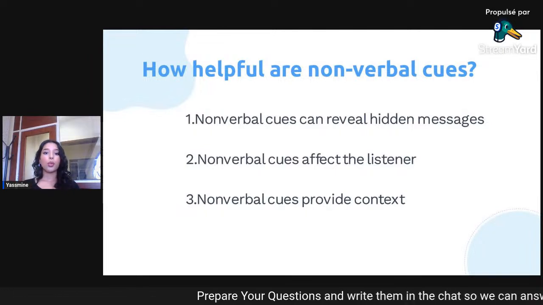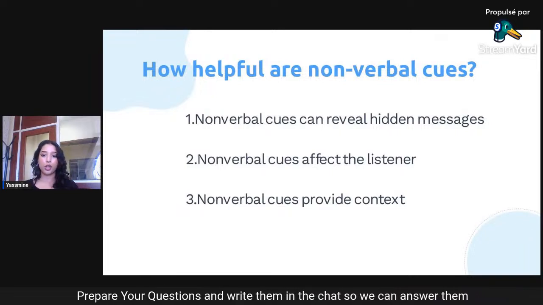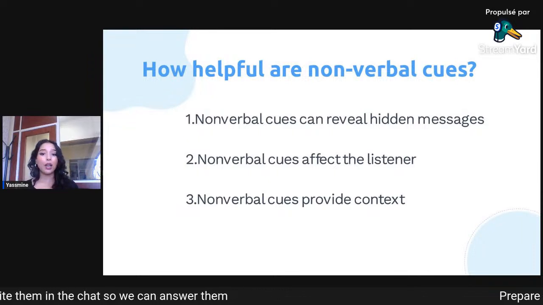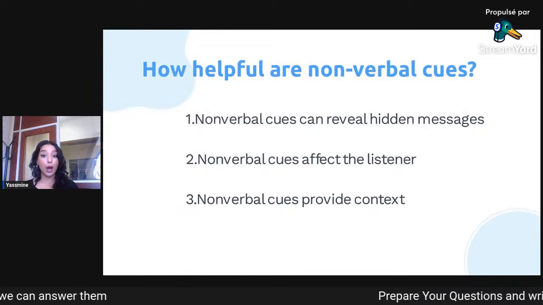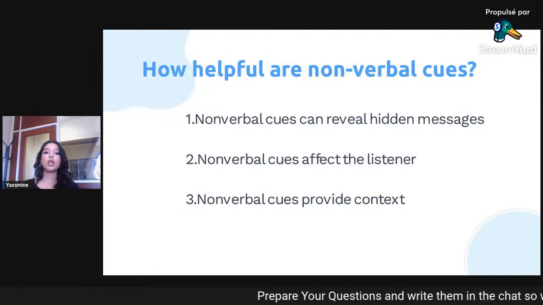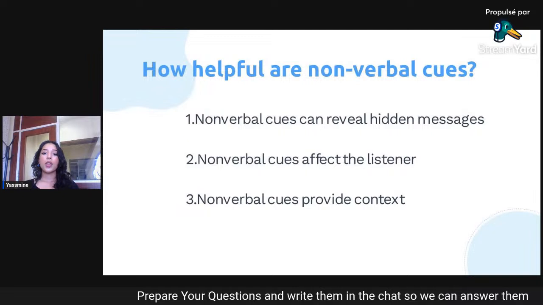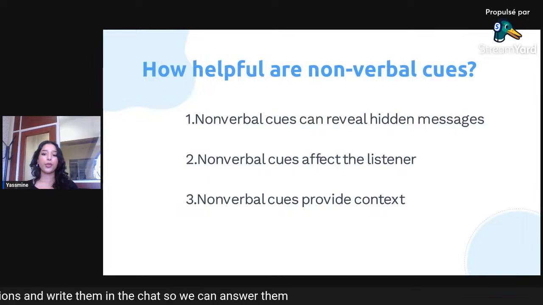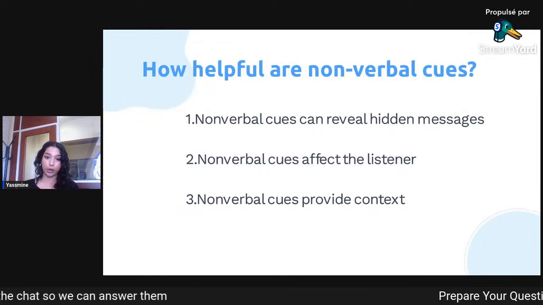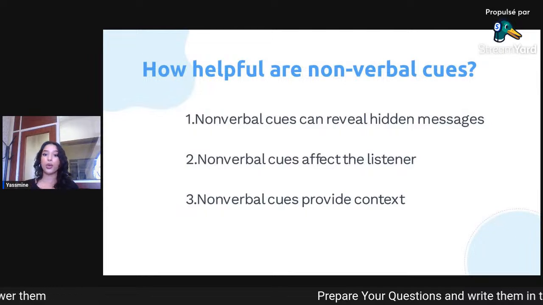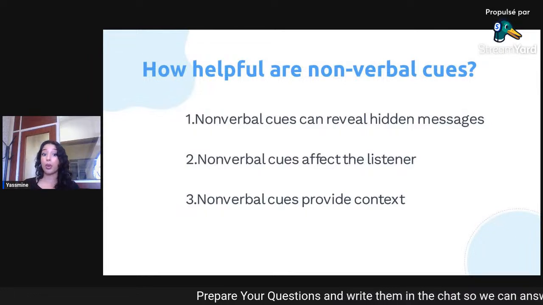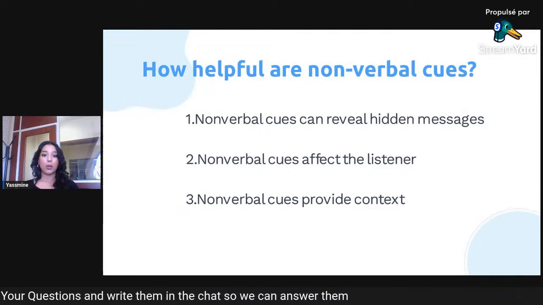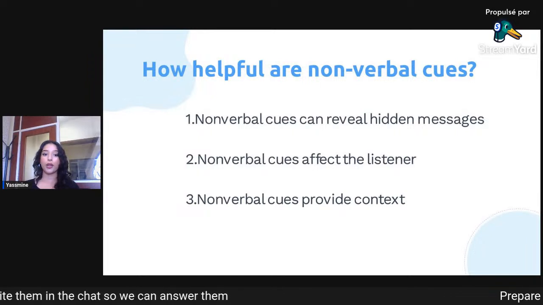Second of all, we have nonverbal cues affect the listener. So, as an active listener, your nonverbal cues can also influence the speaker. Again, maintaining eye contact, nodding in agreement, and using positive body language can make the speaker feel more valued and heard. And then finally, we have nonverbal cues provide context. So, nonverbal cues can provide context for the spoken words. For example, a speaker's tone of voice, facial expressions, and posture can convey whether they're excited, upset, or uncertain, which helps you interpret their message more accurately.